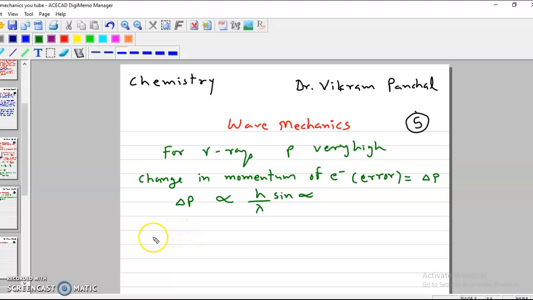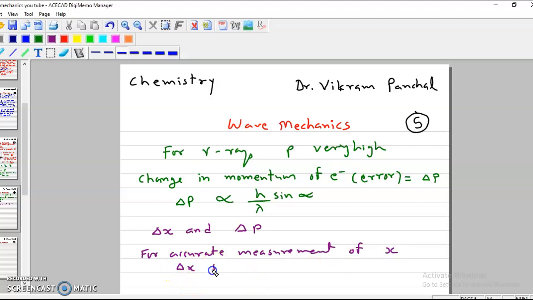Now when we see delta x and delta P, we will see that both are inversely proportional to each other. Why? Because if delta x is high, that means the error in measurement of position is very high, then delta P will be very low. Why? Because the condition is opposite. That means for accurate measurement of the position of the electron x, delta x should be very small.